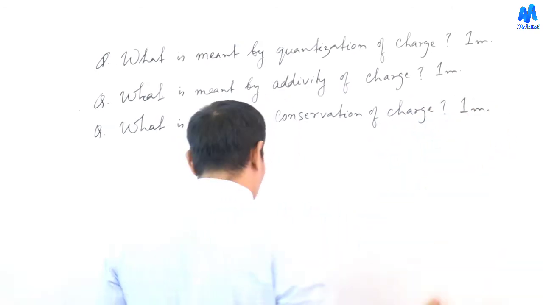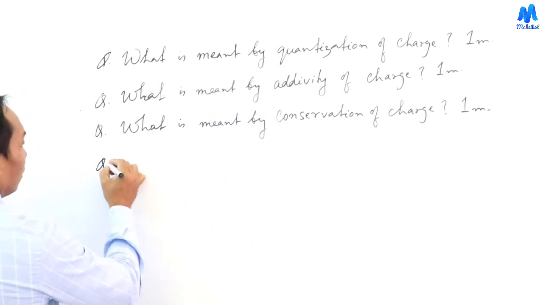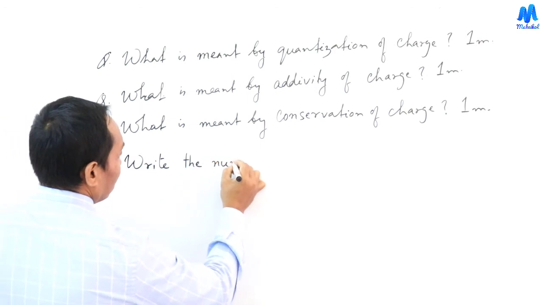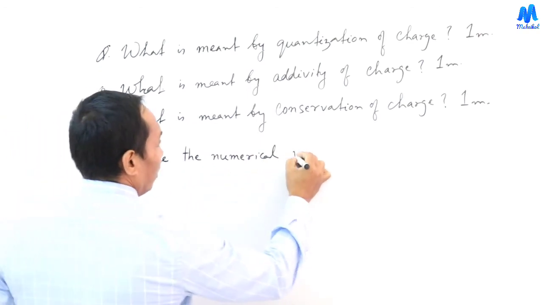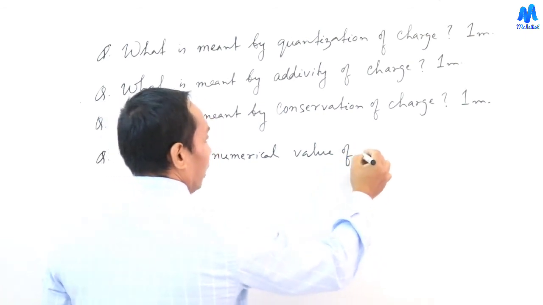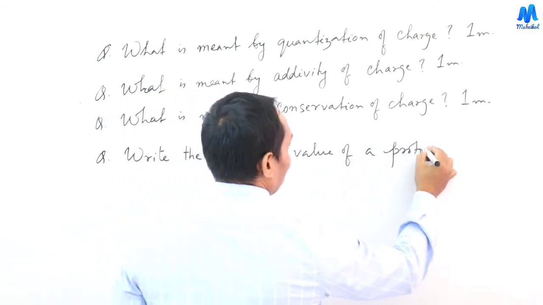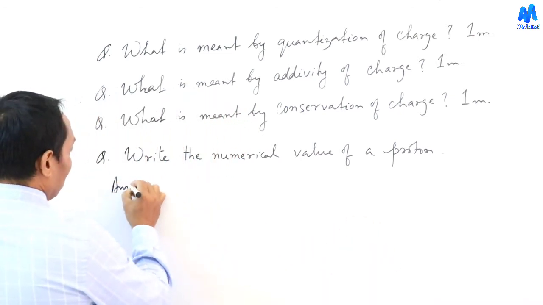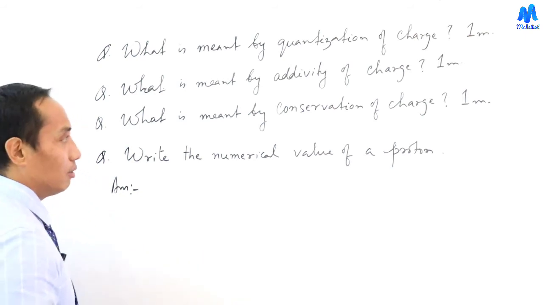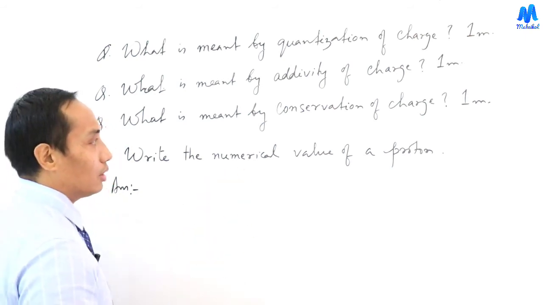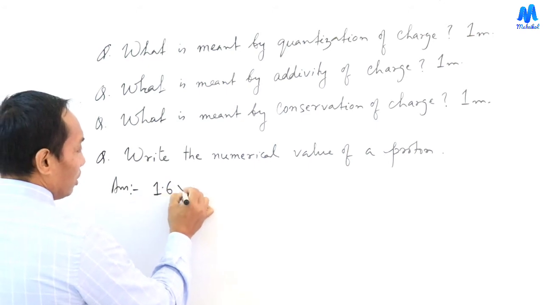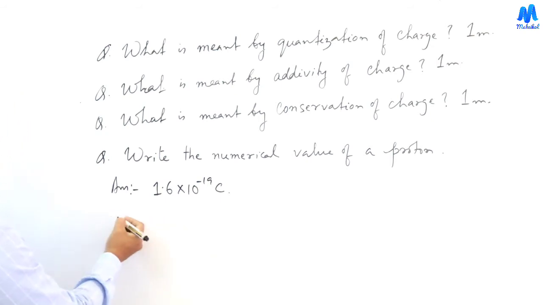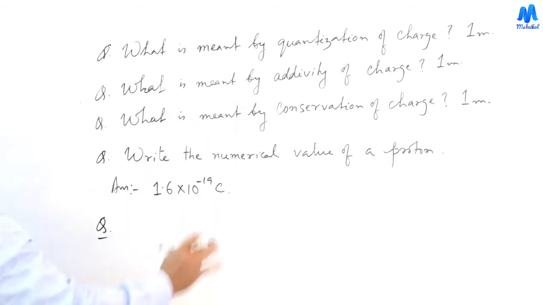They may also ask, write the numerical value of the charge of a proton or electron. The answer is, the proton and electron have the same magnitude of charge, but the proton carries positive charge and the electron carries negative charge, 1.6 into 10 power minus 19 coulomb. Then there is a numerical problem based on quantization of charge.